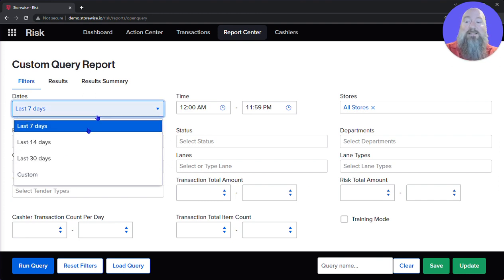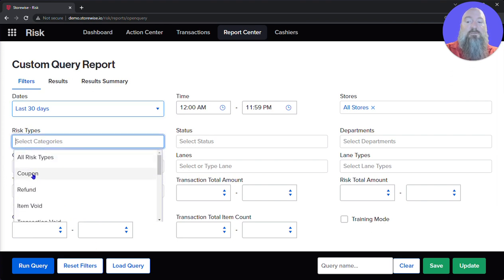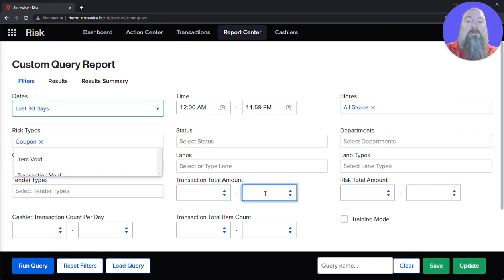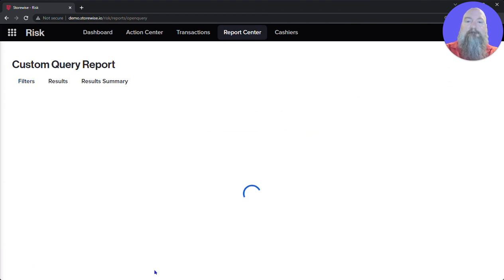I want to look at the last 30 days. I want to look at a risk type of coupons. I also want to look at transaction amount where it's anything less than a penny. So we'll just do this right here. And what we're going to find is anytime a customer received a credit with a coupon over the last 30 days. So let's see what we can find.